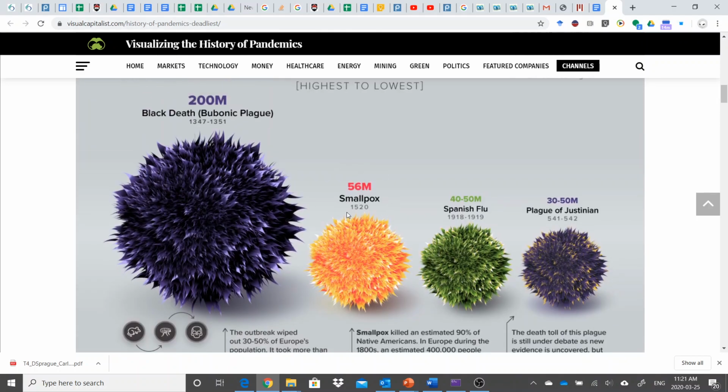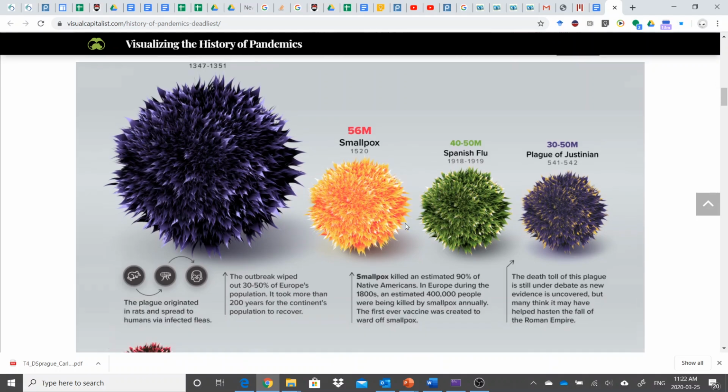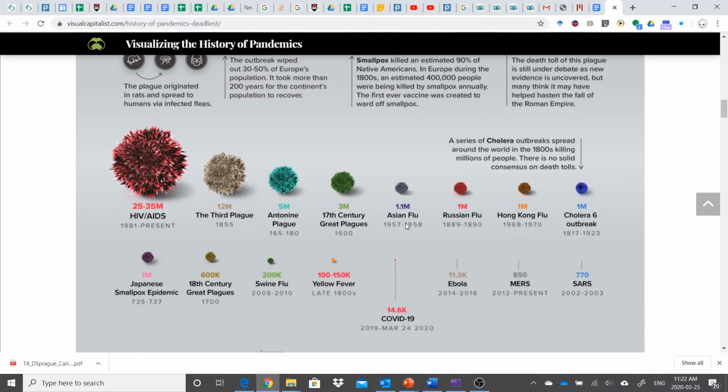So 50 million, 56 million people from smallpox. The bubonic plague is 200 million people. Yeah, this 14,000 doesn't seem like that bad of a deal anymore. But that's the reason why you want to try and contain a disease. Here's the Spanish flu, by the way, plague of Justinian and not Spanish flu, and bubonic plague might be the actual same disease, which I find weird.